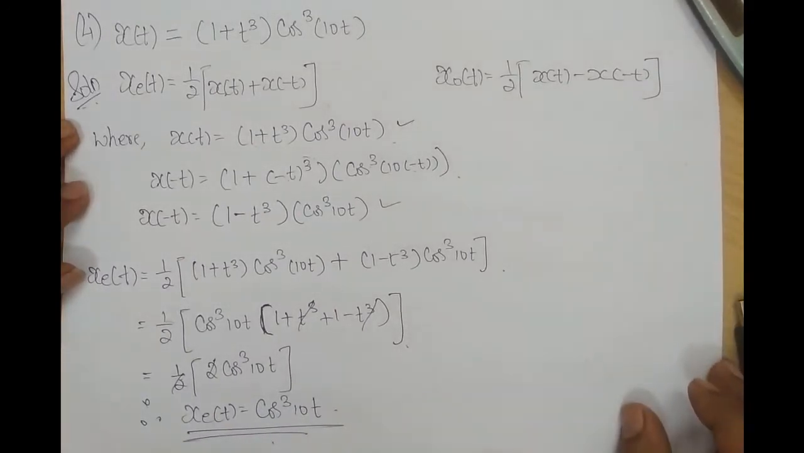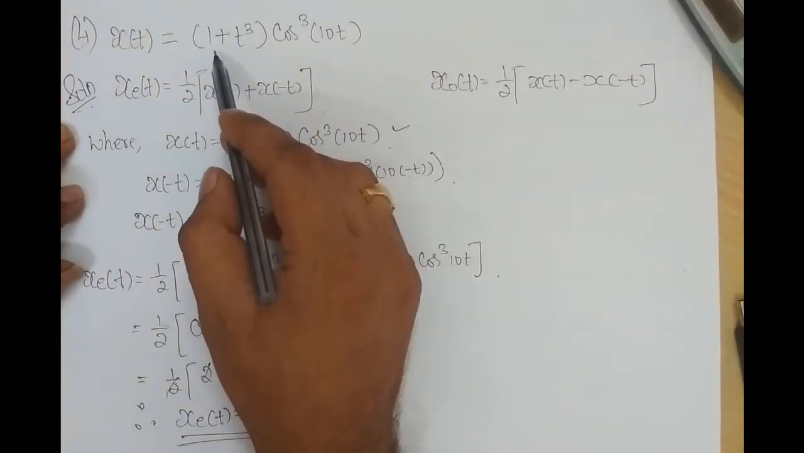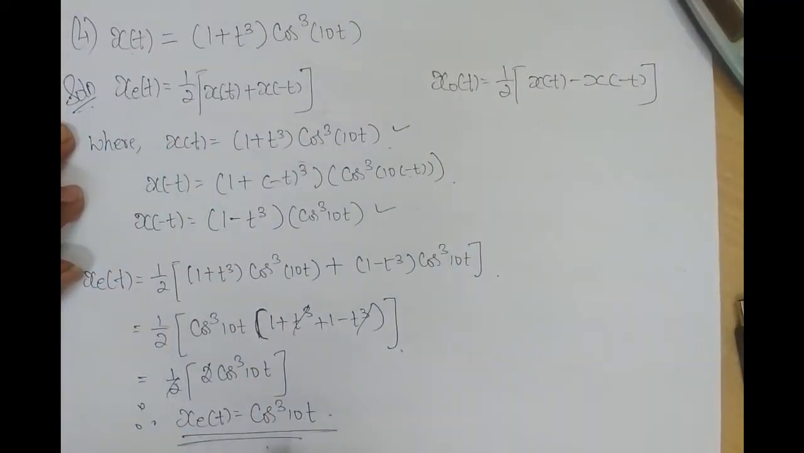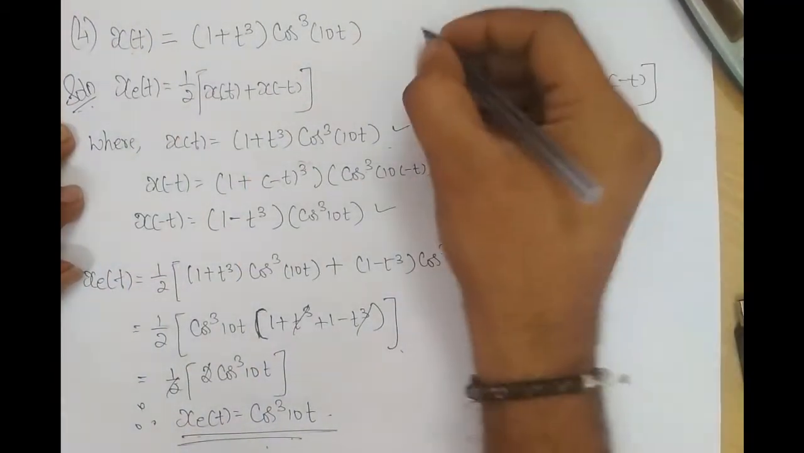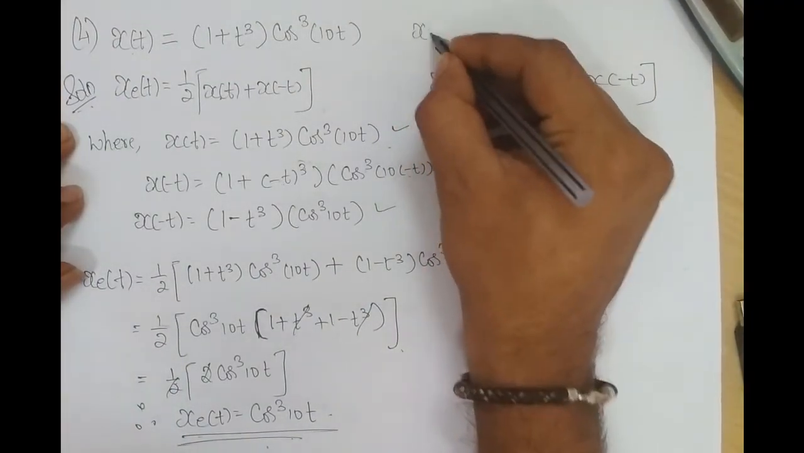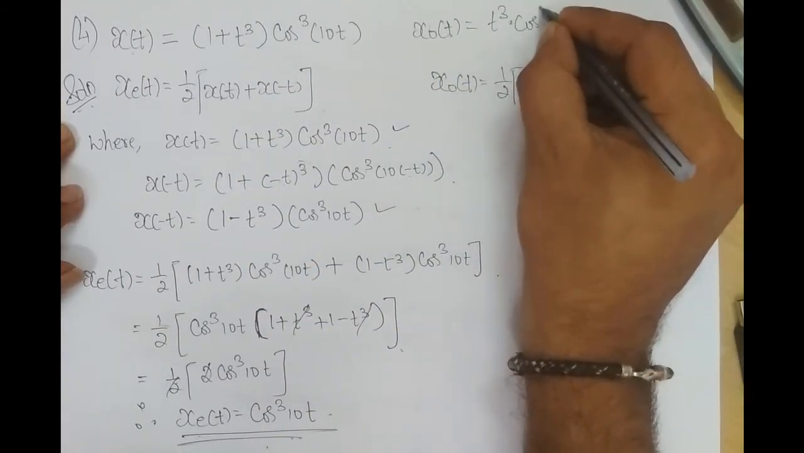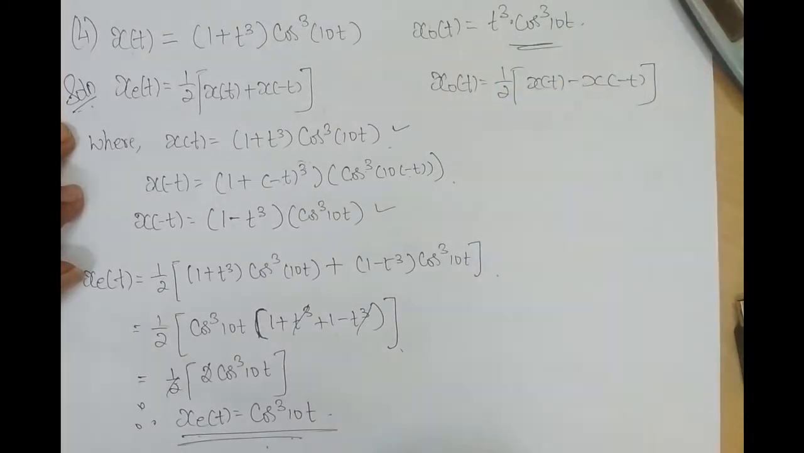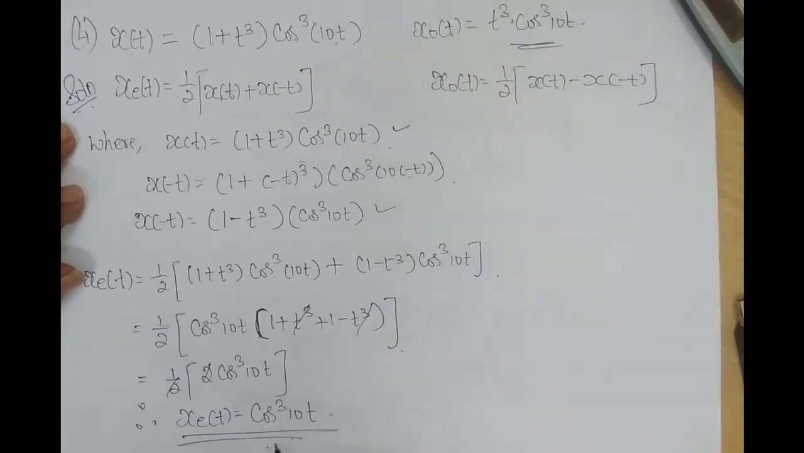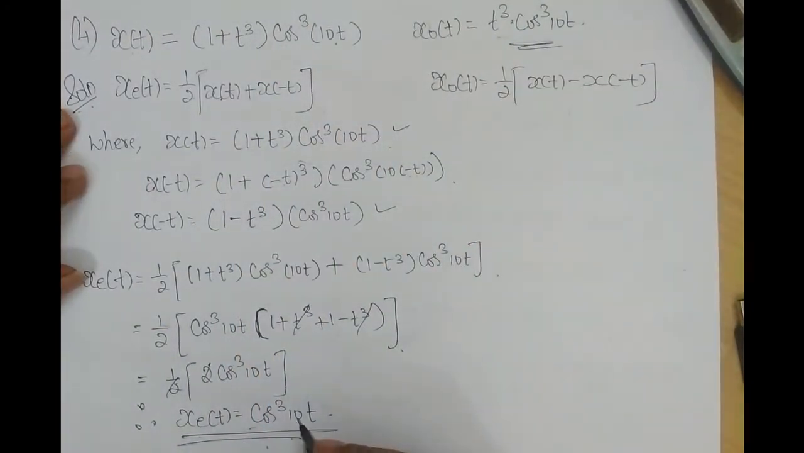So what about the odd component now? The signal is the sum of the even and odd components. I know the even component, so what about the odd component? Let me write it here, but still we'll solve it. x_o(t) should be t^3 cos^3(10t), right? Because 1 times cos^3(10t) is the even part, which I have. Now t^3 cos^3(10t) is this part.